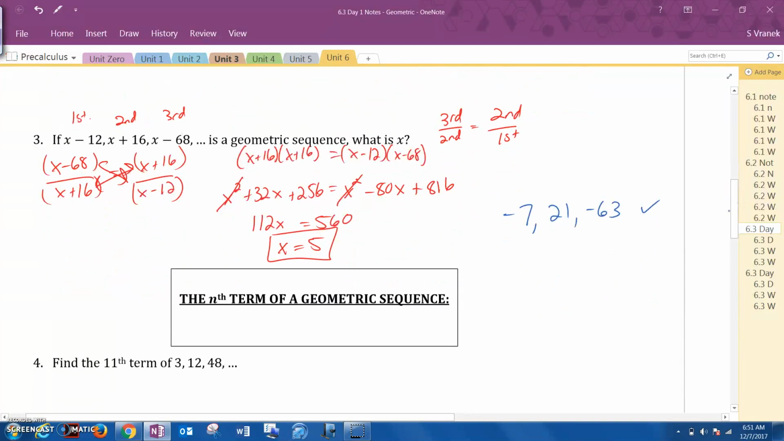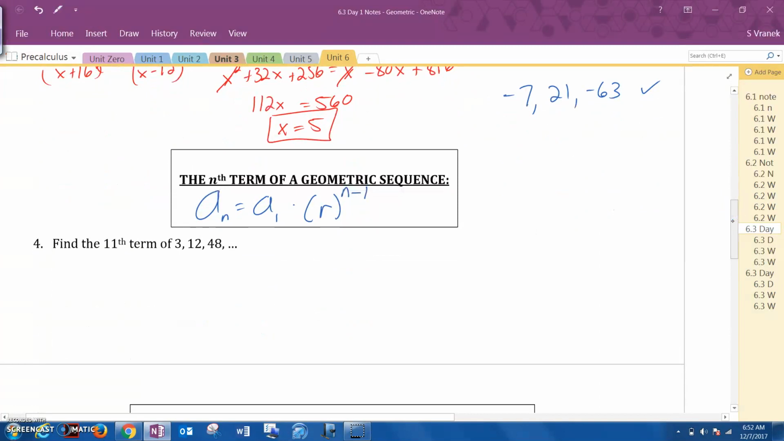So to find the nth term of a geometric sequence, you need the first term, and then you just multiply that by the common ratio. Let's say I want the fifth term. To go from the first term to the fifth term, you need 4 ratios. So you always need as many ratios as one less than the term you're looking for. And that's how we write that.